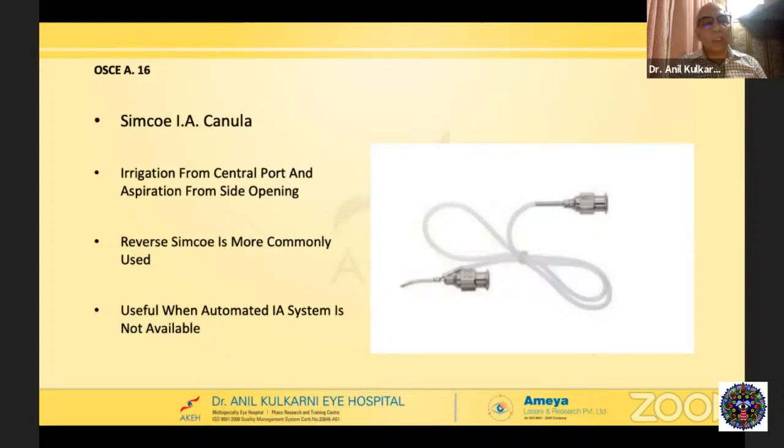This is a Simcoe's irrigation aspiration cannula. You have irrigation from the central port and aspiration from the side opening. Reverse Simcoe obviously is more commonly used, and this is useful when an automated IA system is not available. So it's more commonly used with SICS.